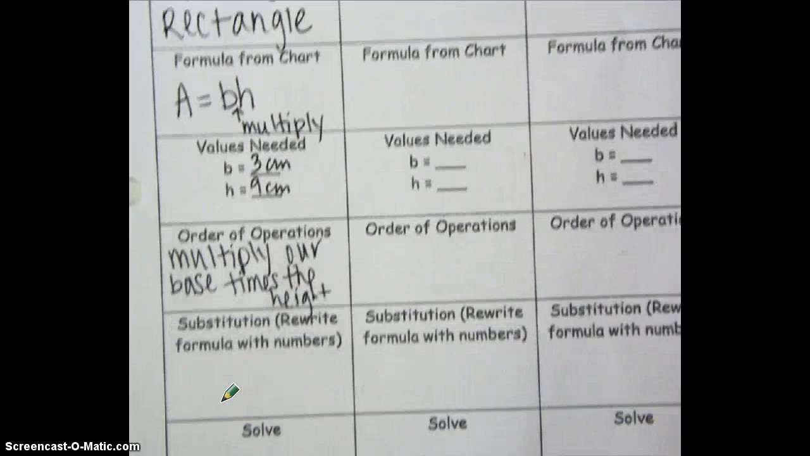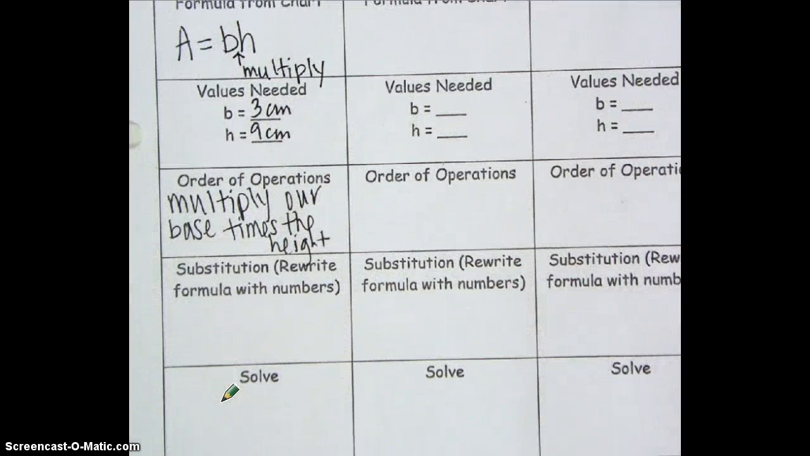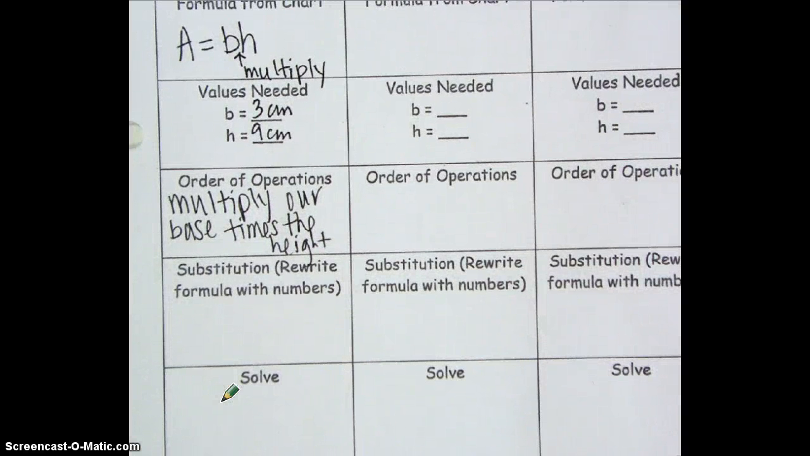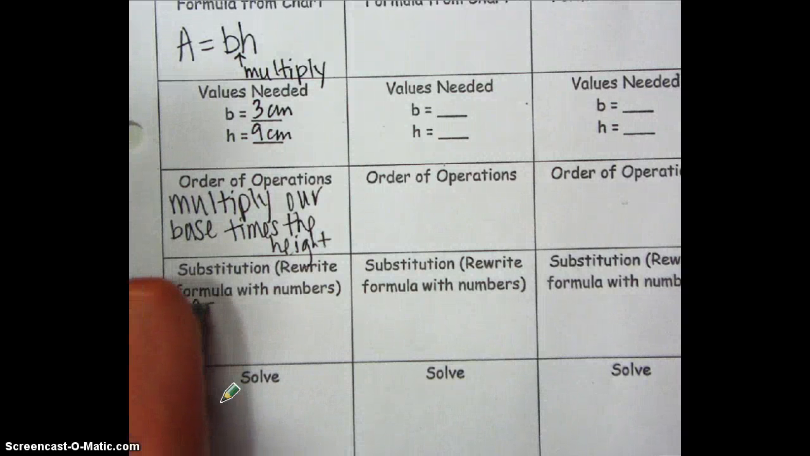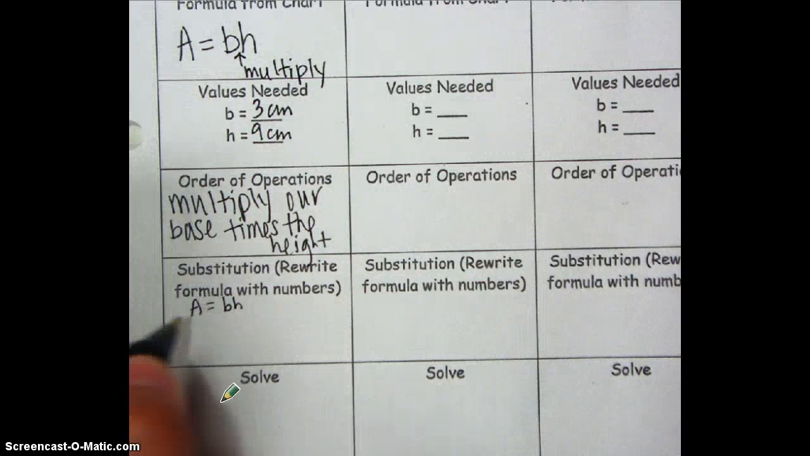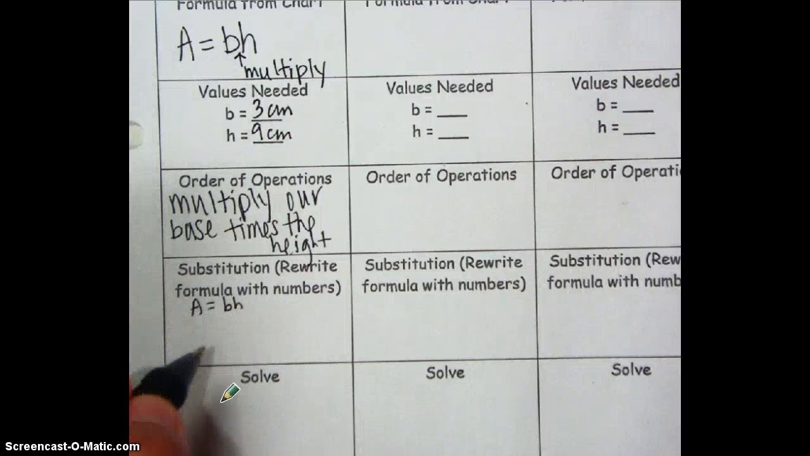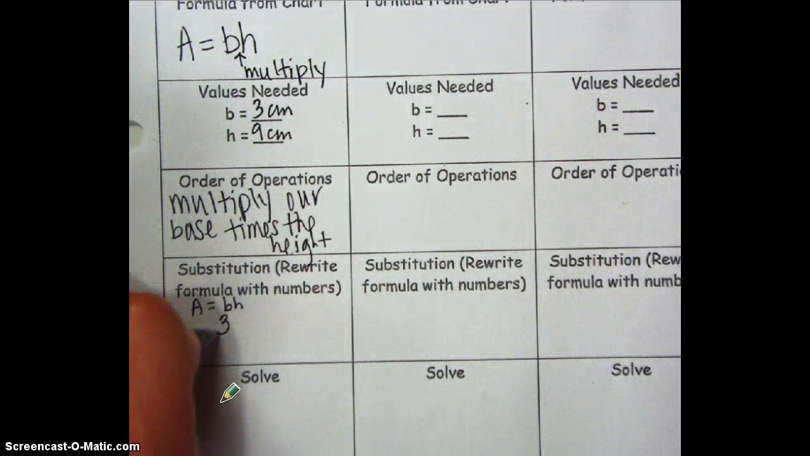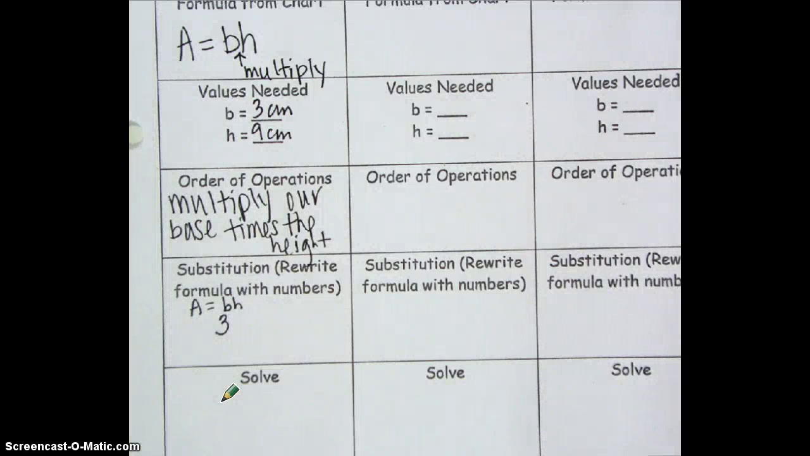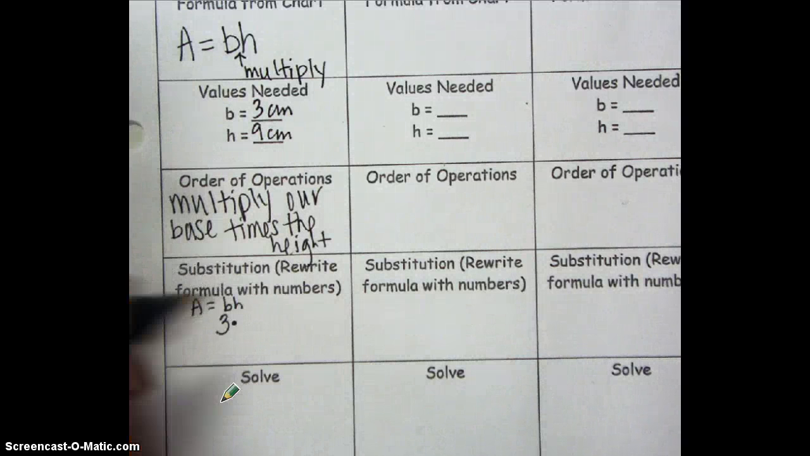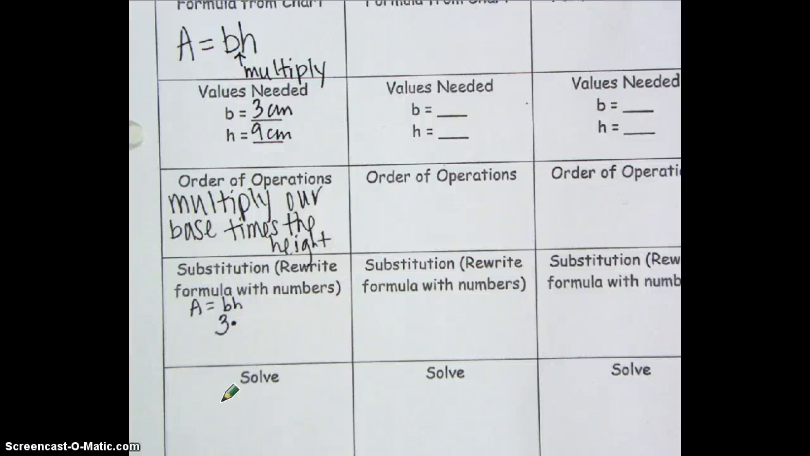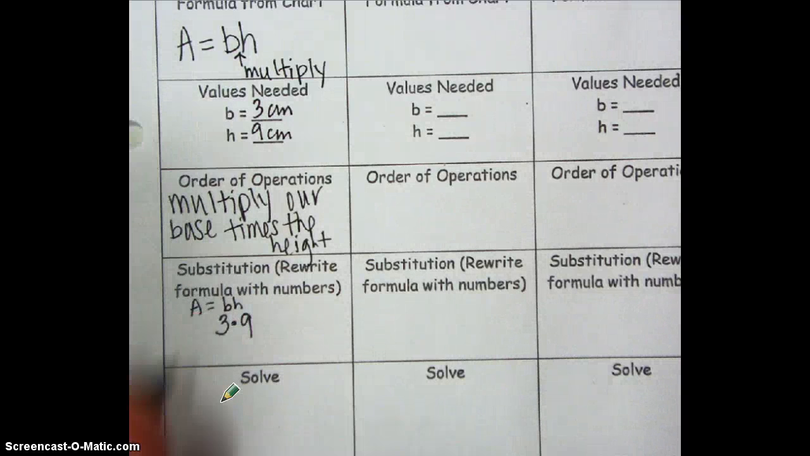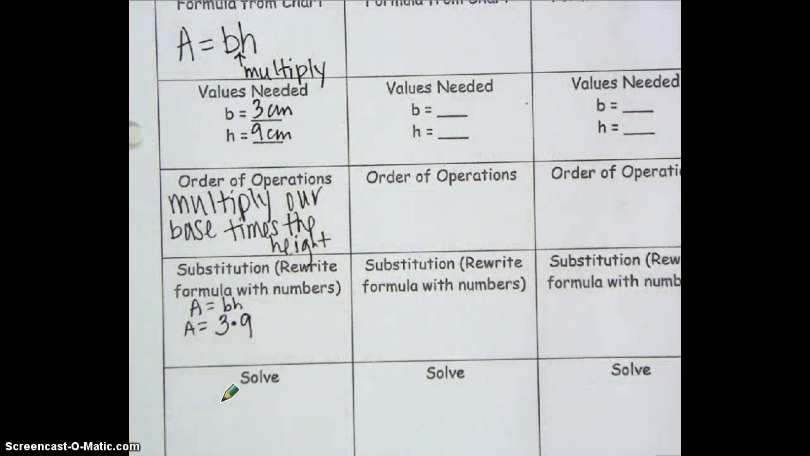Now we're going to substitute the information that we know into our formula. That formula we had was area is equal to base times height, and now I'm going to substitute in the information I know. For B, or the base, we said we were going to use 3, so I'm going to substitute in that 3 for the B. I'm going to put a floating dot to remind myself that I'm going to end up multiplying that with the height. And what we chose for H, or the height, was 9 centimeters. So I have area equals 3 times 9.